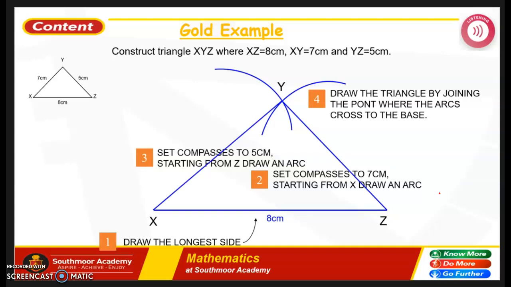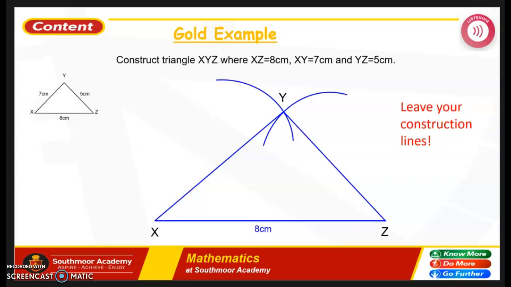So our first step is we draw the longest side. Our second step here, we set the compass to a certain distance, draw an arc. Then we do the exact same thing for the other distance, and then we join the points together. So your triangle should look like this, with your sides labelled. You need to leave your construction lines, do not remove them, keep them there. So that's what you needed to do for this question.